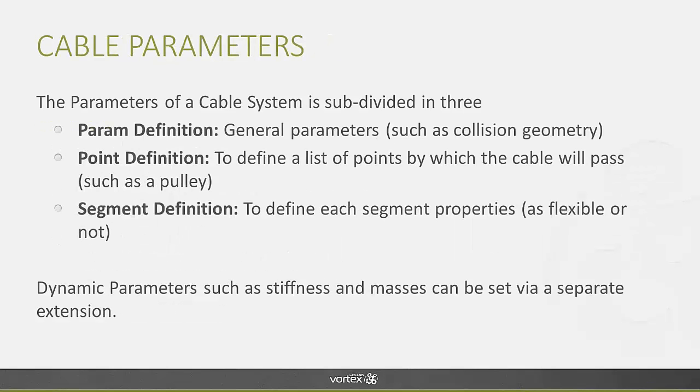Underneath, we've got a section called Cable Parameters, which is further subdivided in three subsections. The first one is general parameters that apply to the entire cable. The second one is a list of points through which the cable will pass, such as a pulley, for example, or a winch. The last subsection is segment definition, which defines the properties of each segment between each point, such as being flexible or not. The dynamic parameters of the cable, such as stiffness and masses, are set via a separate extension that's called dynamic property. We'll take a look at it later.